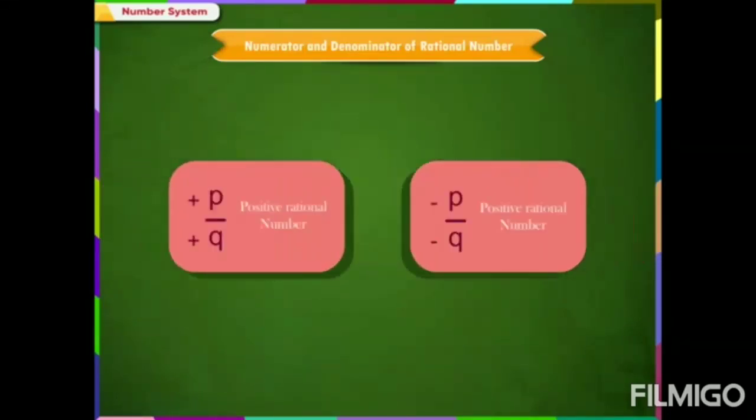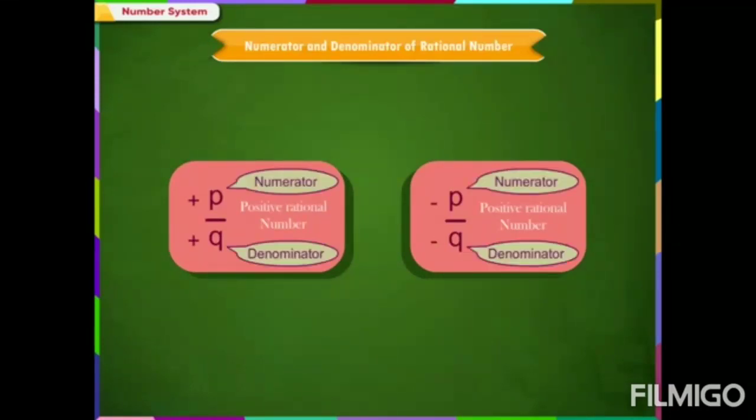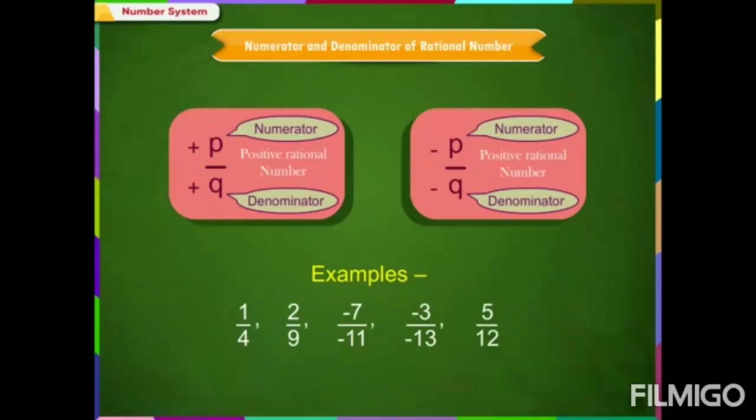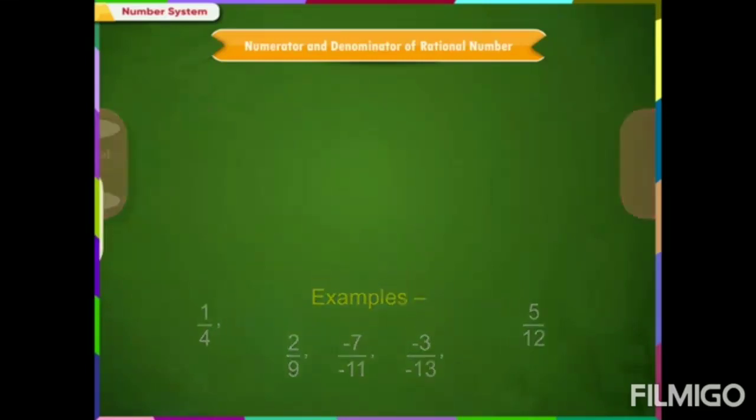A rational number is said to be positive if its numerator and denominator are either both positive integers or both negative integers. In other words, if the numerator and denominator are of the same sign, then the rational number is called a positive rational number, as we can see in these examples.